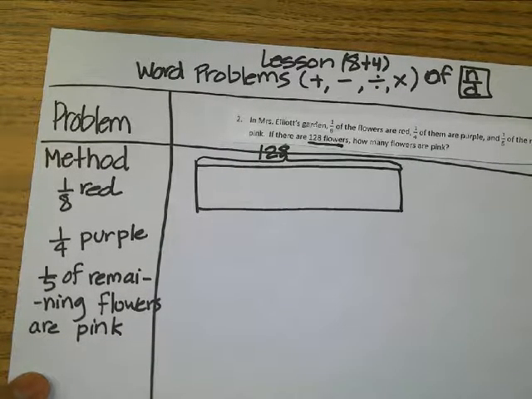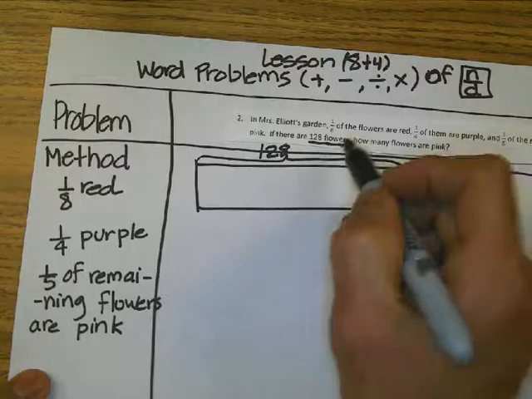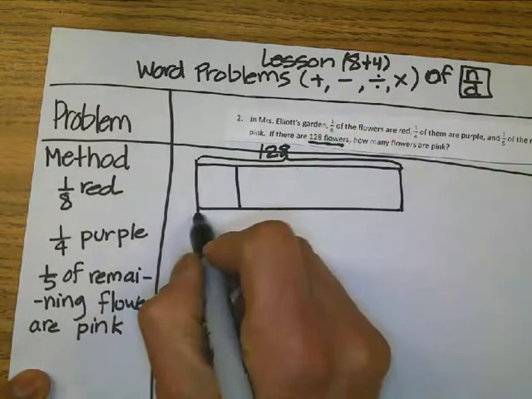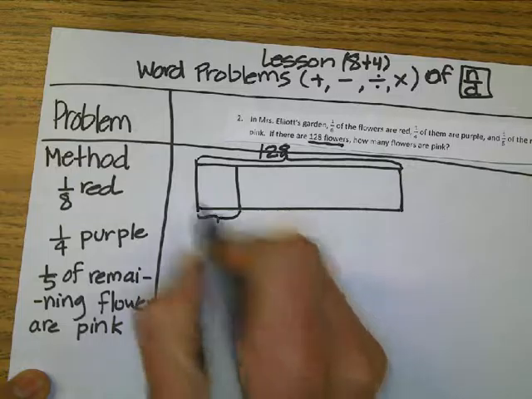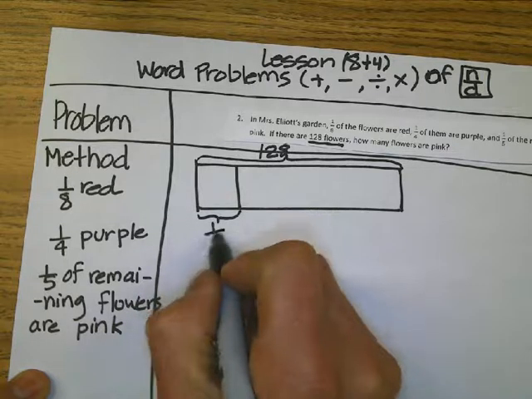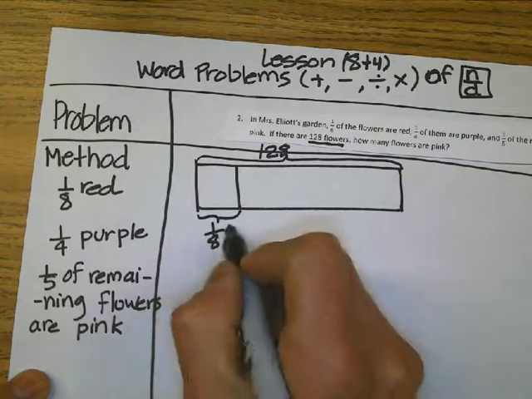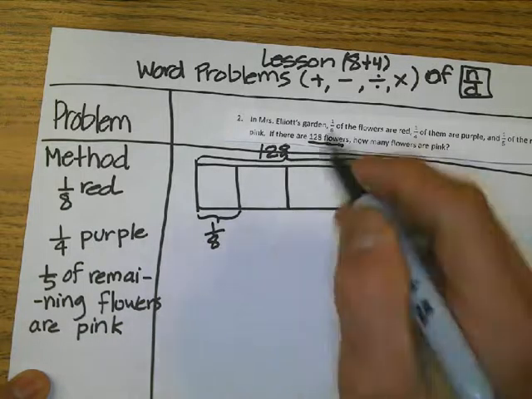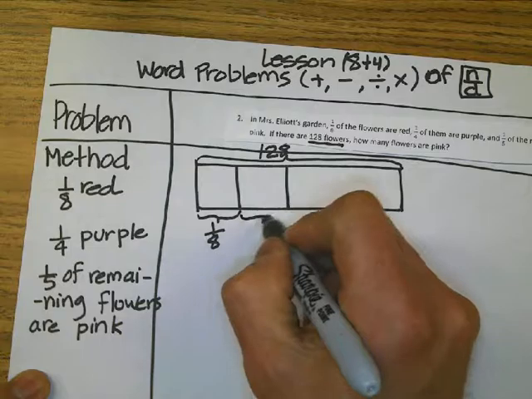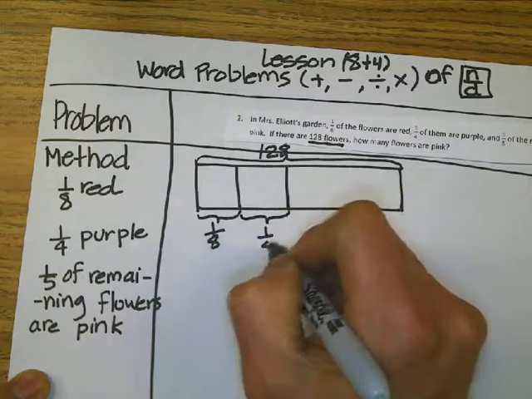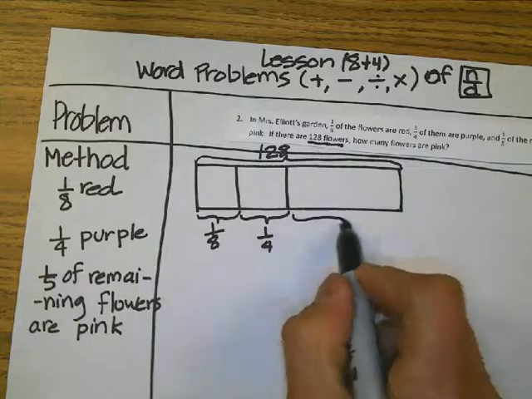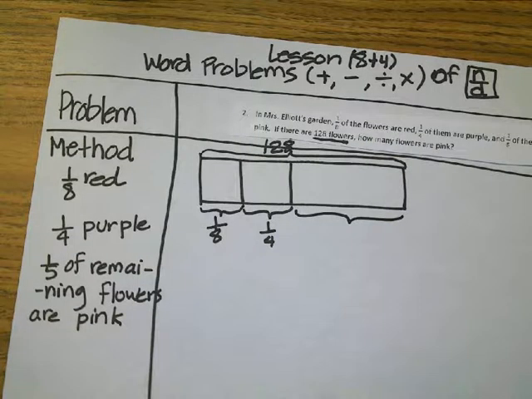And then it says the 1/8 are red. So I would say 1/8 is about this much. So these will be red. 1/8 will be red. And it says that 1/4 will be purple, right? And then we have the remaining. Listen to my words. So remaining, my friends. So let's find out the first one. So let's do the math.